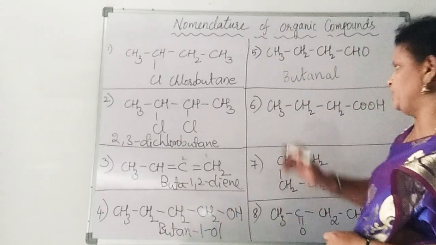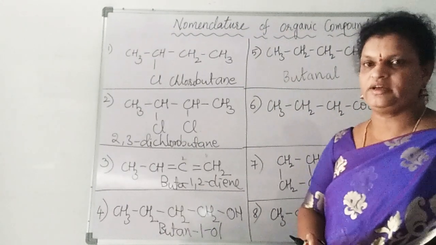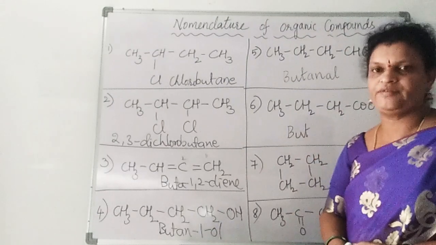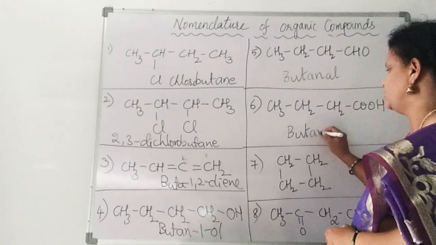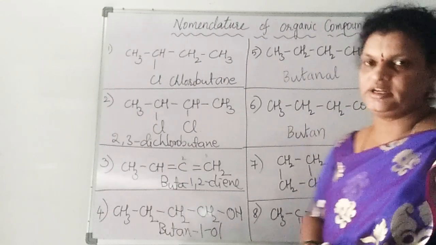Sixth compound, if you see, we have here 1, 2, 3, 4. 4 carbons are there here. So that is why but. Root word, carbon to carbon everywhere single bonds only, ane. And COOH functional group is there. That is nothing but carboxylic acid.